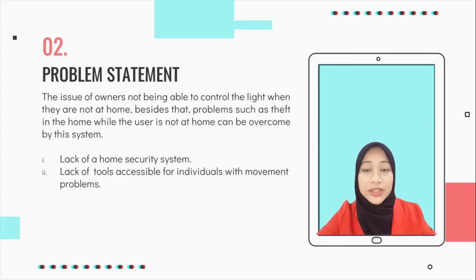As a precaution, house owners only turn on the house lamp so that the house does not look dark during their absence. The system can allow users or people with mobility problems to control electrical appliances at home from a remote location, and the user may be able to control the light in case they are not at home.